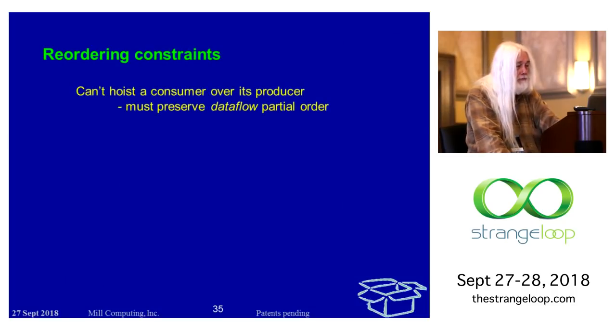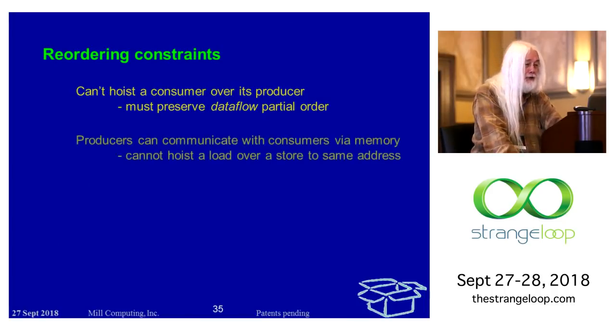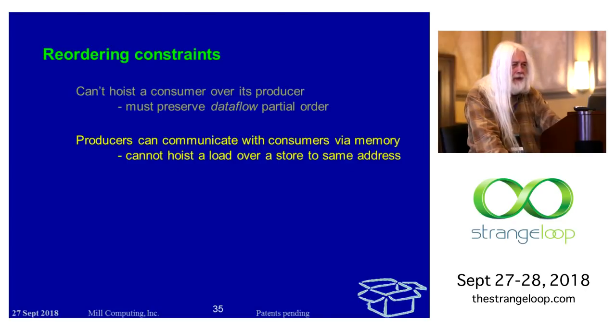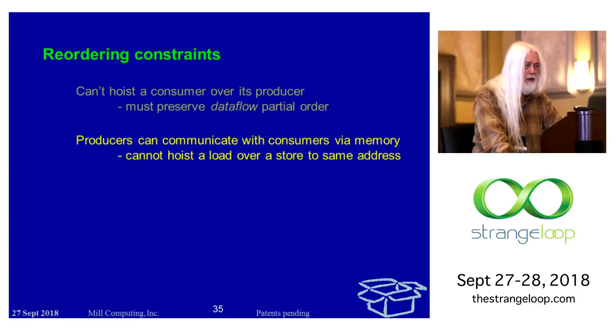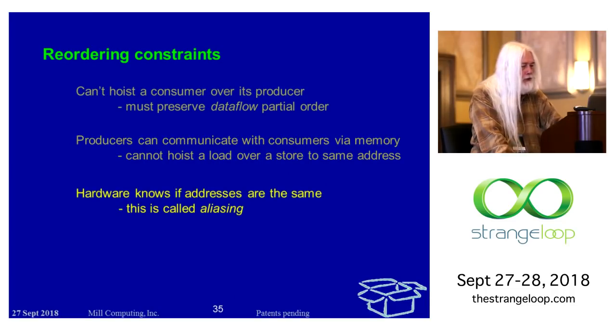There are constraints to reordering. Obviously, you can't hoist a consumer over its own producer because the data flow has to be preserved. But in addition, producers and consumers have side channels to communicate with each other through other things going on, passing back and forth into memory. This is not all happening in core, because one producer can have stores intermixed with the loads that it wants to do. But the hardware knows that the addresses that are used are the same, and this is called aliasing, and it is a fundamental problem in microarchitecture design: what do you do about aliasing?